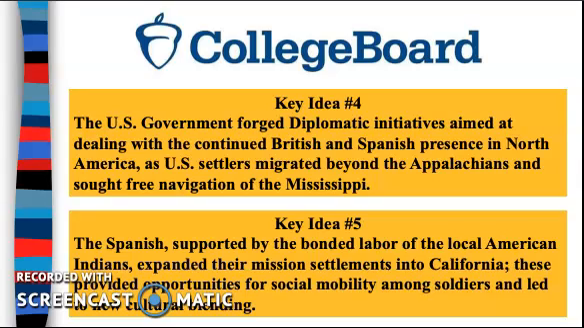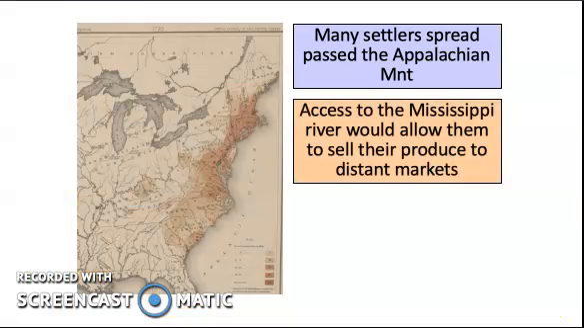And 5 says the Spanish, supported by the bonded labor of local American Indians, expanded their mission system into California. These provided opportunities for social mobility among soldiers and led to new cultural blending. That's the intermarriage between different groups. So what's happening with the United States is that we're growing. We didn't stop growing.